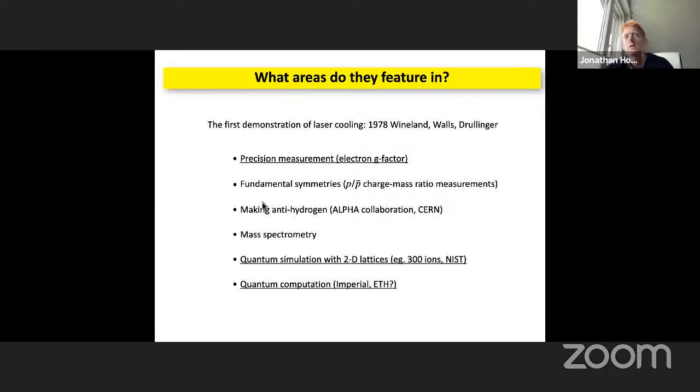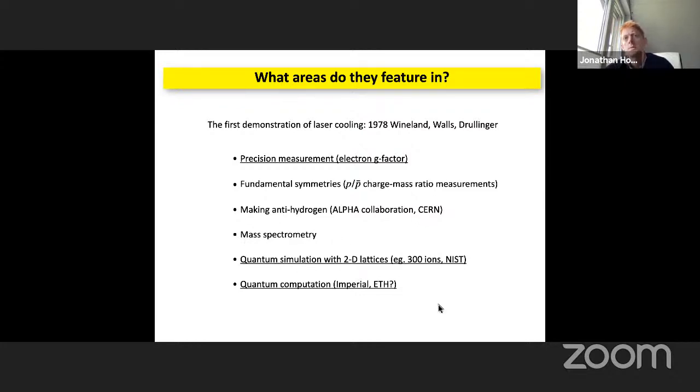They get used in trying to make antihydrogen. What you want to do is mix antiprotons with anti-electrons, right? So you've got traps there that you want to store for a very long time. Indeed, Penning traps are used for that, and a classic example is by the ALPHA collaboration at CERN. They're also heavily used in mass spectrometry as mass filters.